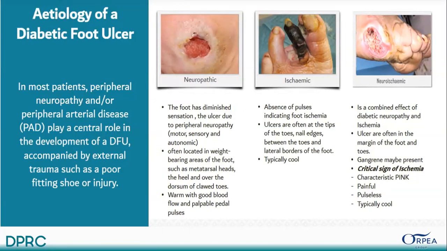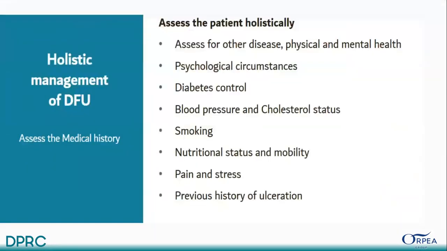Ischemic: absence of pulses indicating foot ischemia. Ulcers are often at the tip of the toes, nail edges, between the toes, and lateral borders of the foot. It's typically cool. Neuroischemic is a combined effect of diabetic neuropathy and ischemia. Ulcers are often in the margin of the foot and toes. Gangrene may be present. Critical signs of ischemia: pink, painful, pulseless, and typically cool.